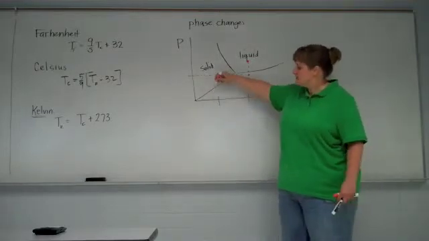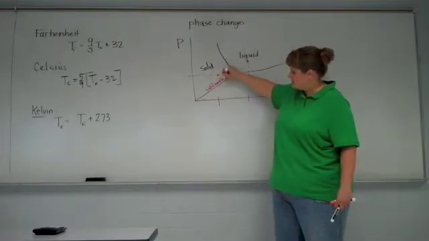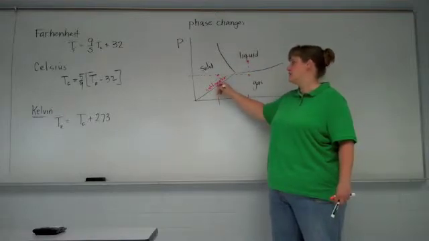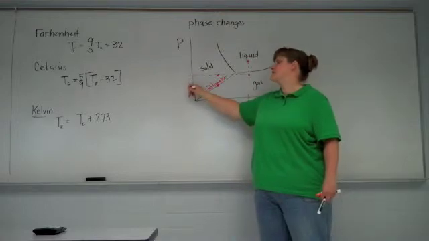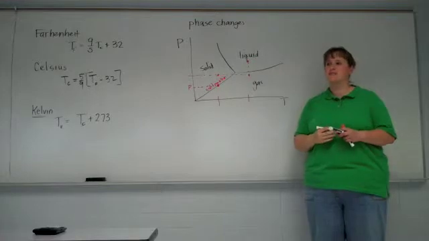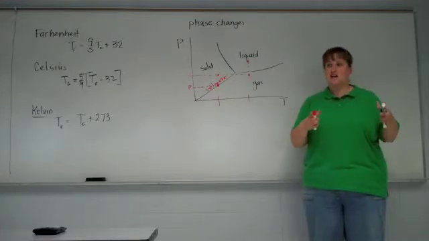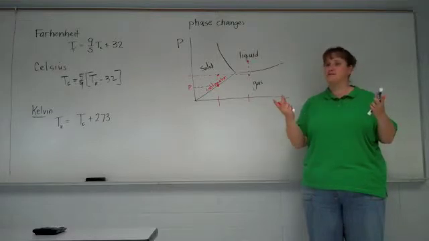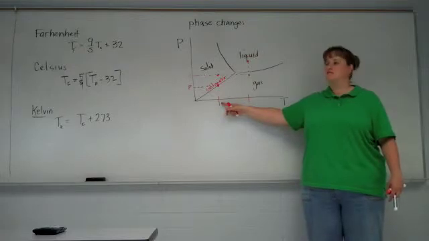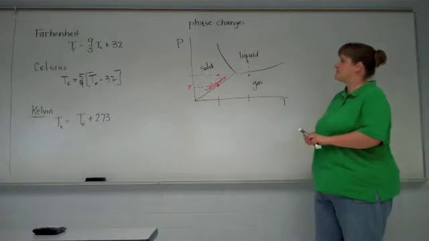This line represents sublimation. If you have this exact temperature and this exact pressure right here, you can have both a solid and a gas at the same time. A great example would be dry ice. A chunk of ice turns directly to vapor. We have the right pressure and temperature to make that happen. So sublimation is going from the solid to the gas state.